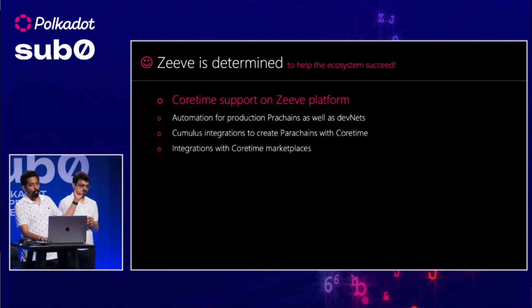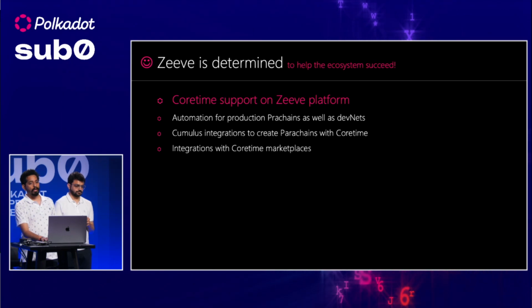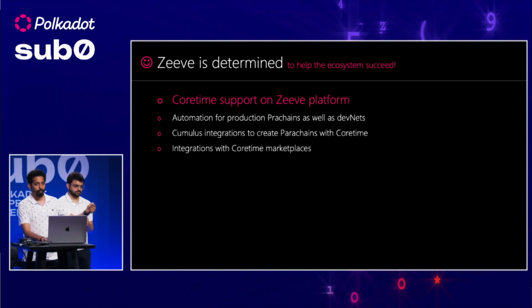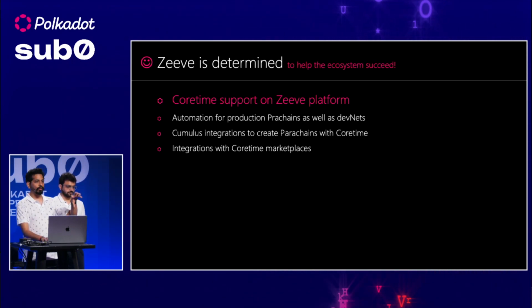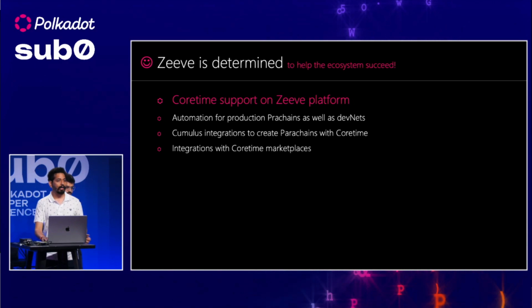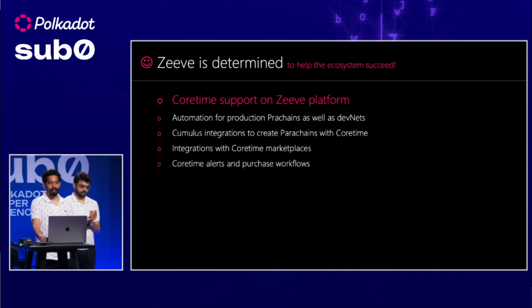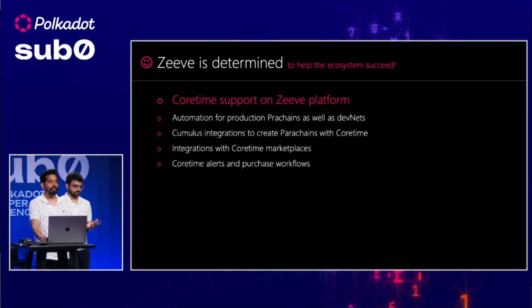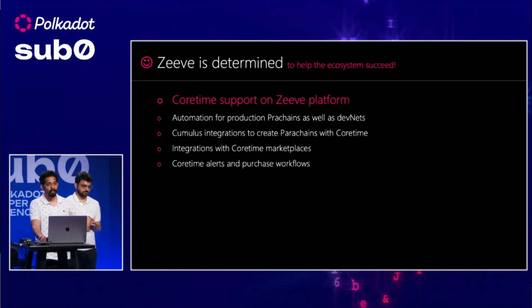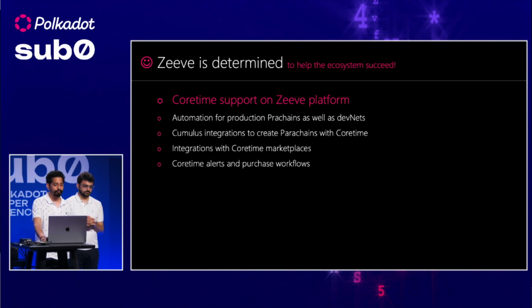And core time marketplaces, we're also working with some of the core time marketplaces, so you can have quick access to how you purchase or create these workflows, as well as secondary marketplaces on core time. Alert and purchase workflows, like I talked about: you want to know when you're running low on balance, when you want to purchase more, and in fact automate some purchase workflows if required.